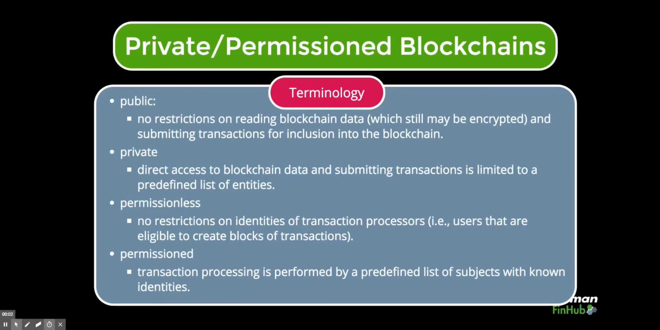All right, so that brings me to private blockchains, which is purportedly one of the alternatives that one can have in addition to or instead of a public blockchain. So first, to get the terminology right here. A public blockchain essentially is what we think of as Bitcoin and Ethereum. There are no restrictions on who can read the data, although it may be encrypted. There are no restrictions on who can submit transactions for inclusion in the blockchain. And in principle, you can also become a miner and participate in the maintenance of the blockchain.